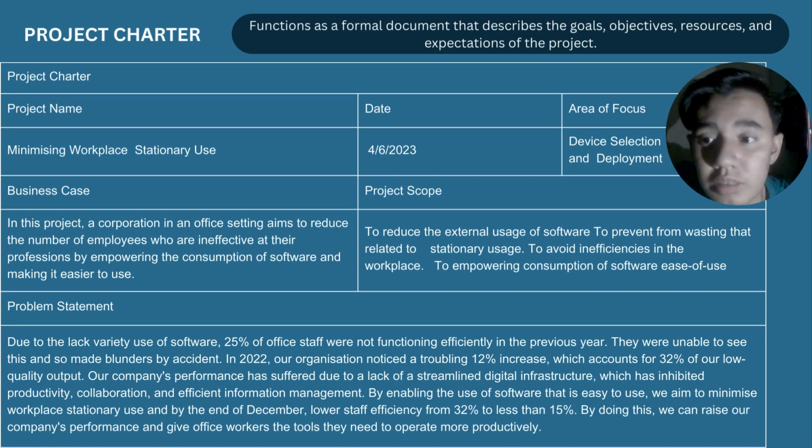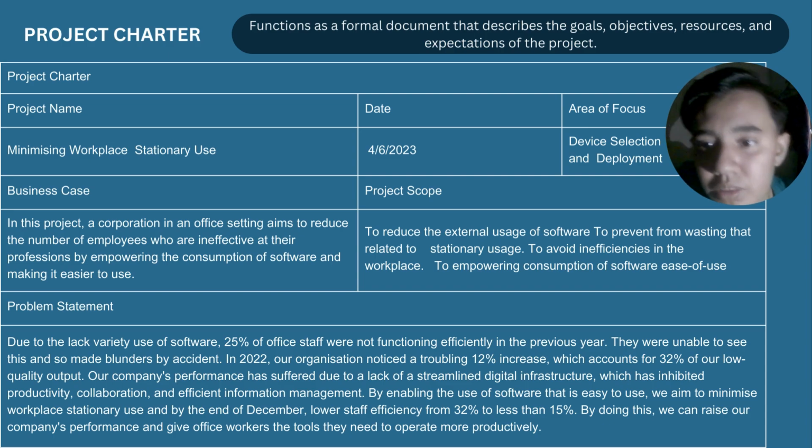For the first step, I use the project charter. In this project, a project charter plays a crucial role in launching and guiding improvement initiatives. It serves as a formal document that outlines the project's purpose, scope, objectives, resources, and expectations. It also provides clear direction that ensures everyone involved understands the project's purpose, objectives, and expectations.